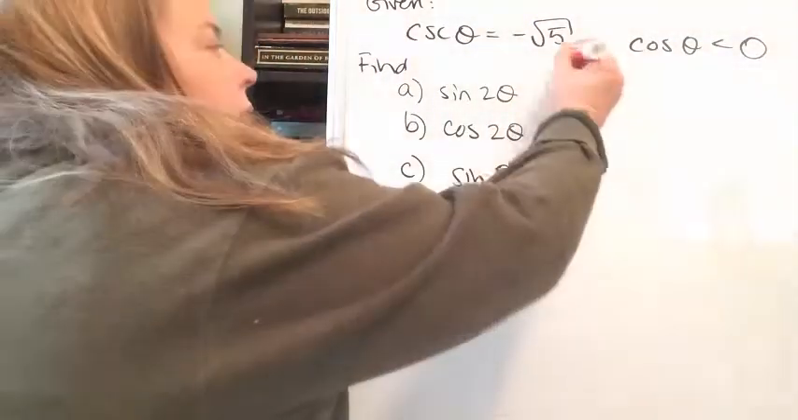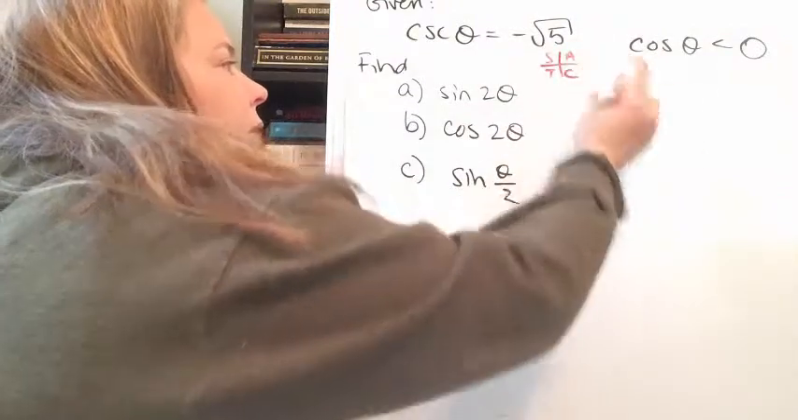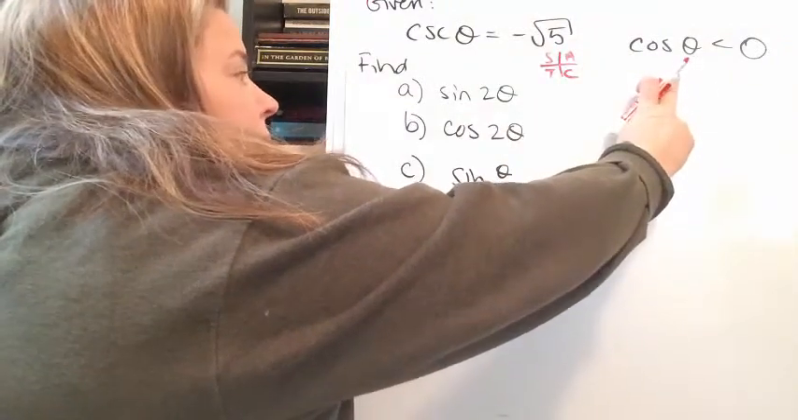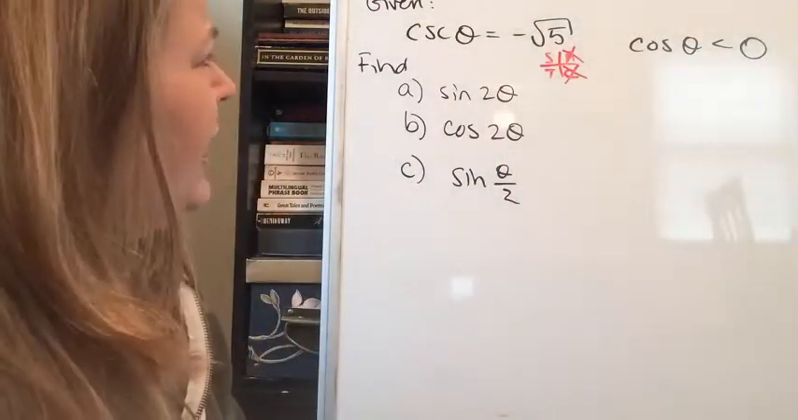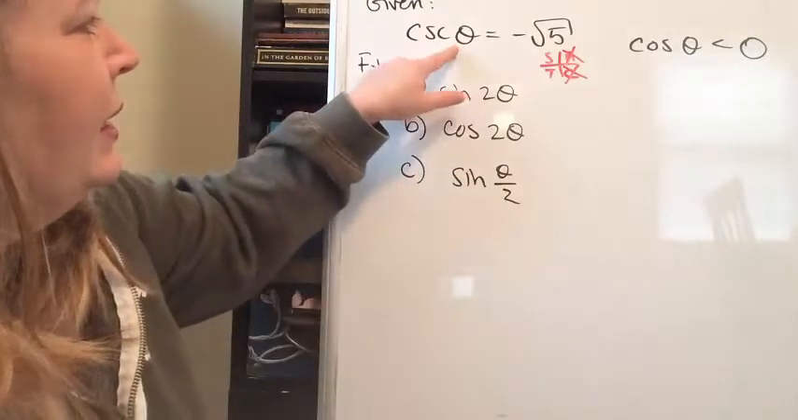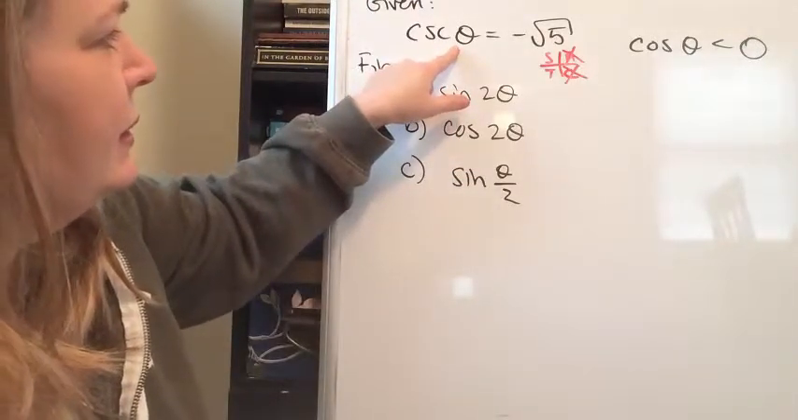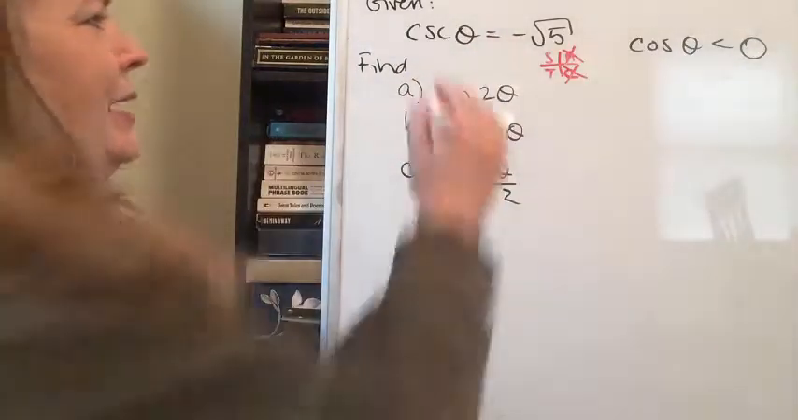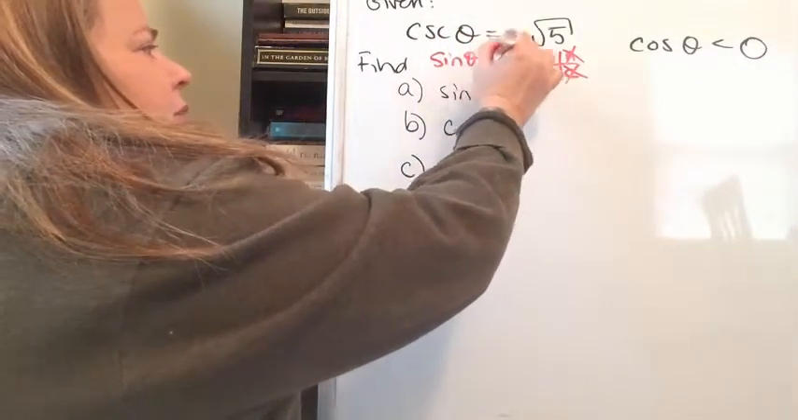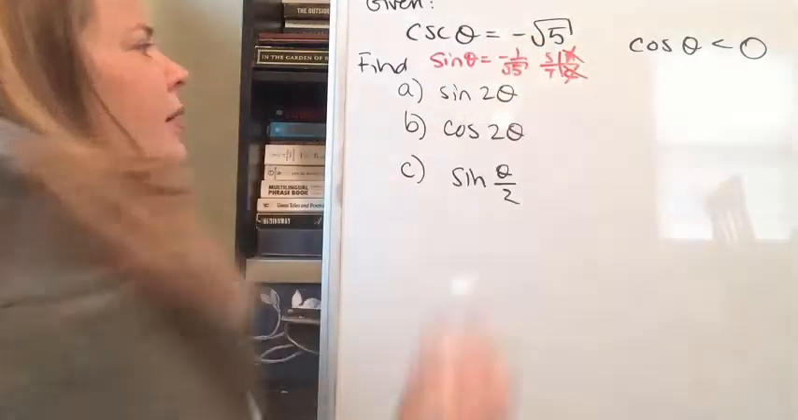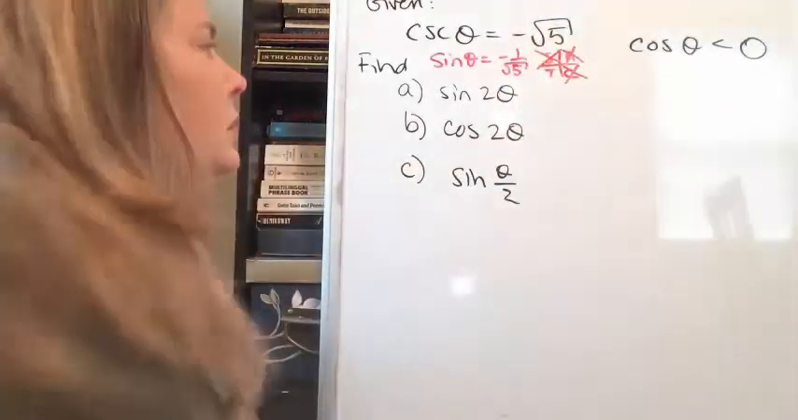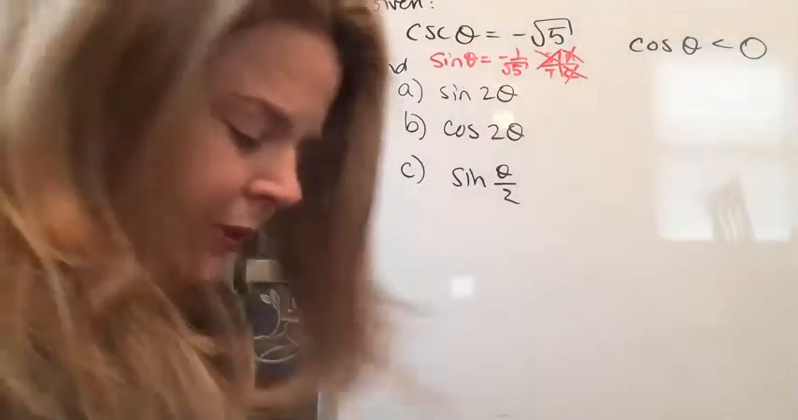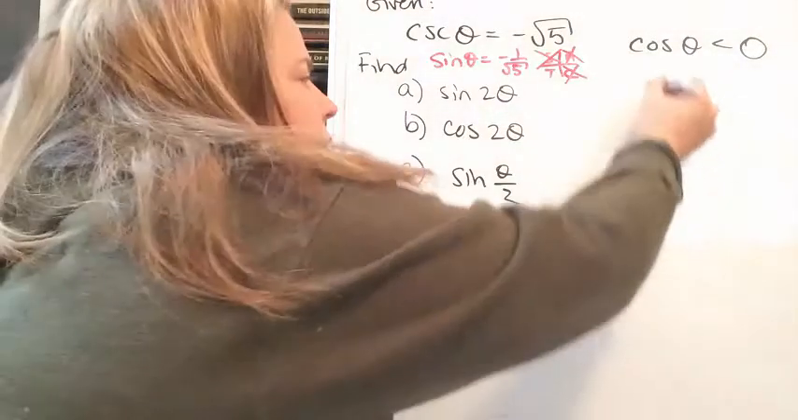All right, so what quadrant am I in? Let's see. All students take calculus. They said cosine is negative, so that means it can't be the first or the fourth quadrant. Those quadrants are out. And then they said cosecant is negative, which means sine is negative, right? Isn't cosecant the reciprocal of sine? So sine's negative, so it can't be in quadrant 2. So we must be in quadrant 3. Let me draw my triangle in quadrant 3.